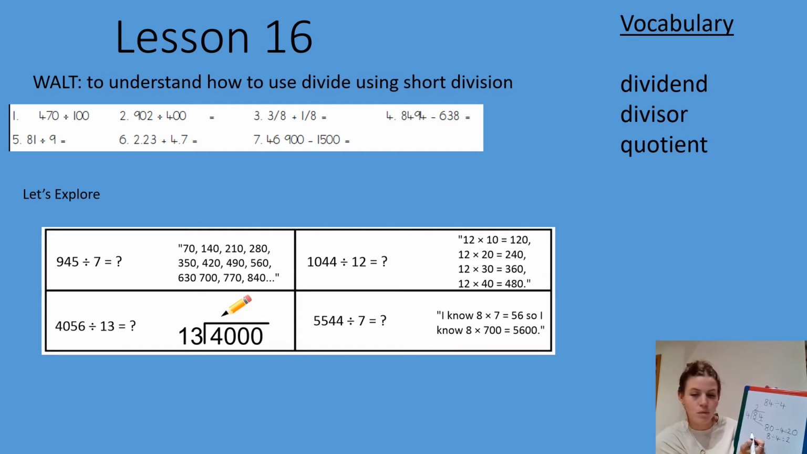I then move into my ones column. How many equal groups of 4 can I get from 4? That's the same as saying 4 divided by 4 is equal to 1. So my answer ends up being 21. Okay, that's easy because these two numbers are multiples of 4.